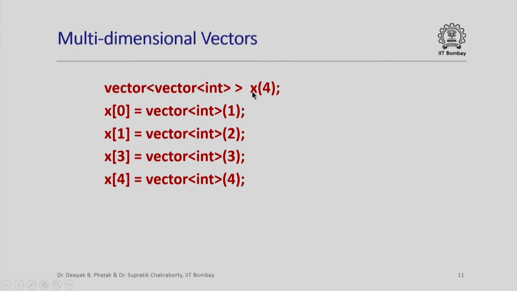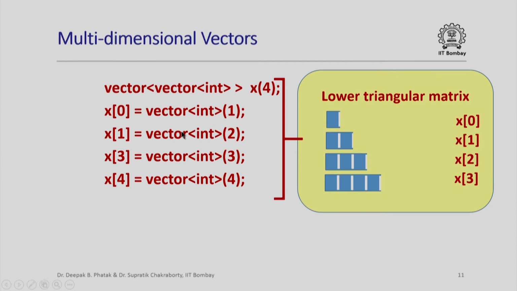So therefore here x is a vector of integer vectors. However, the different elements of x are not integer vectors of the same size. So effectively what I have done here is I have created a lower triangular matrix. So x[0] is an integer vector of size 1, x[1] is an integer vector of size 2, x[2] is of size 3 and x[3] is of size 4. So you see here that using the features of the vector class, I can also create lower triangular or upper triangular matrices like this.